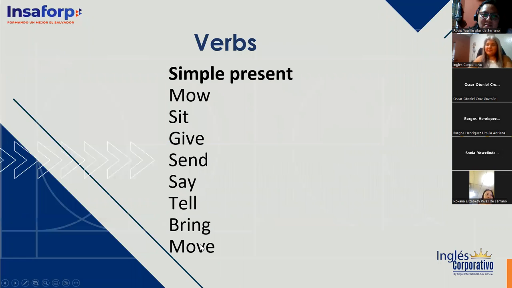Okay, so those are the verbs for today. Los verbos que les traigo ahora, okay. Move. ¿Ustedes ya vieron ese verbo en la lectura? Sit. Give. Send. Say. Tell. Bring. And move.